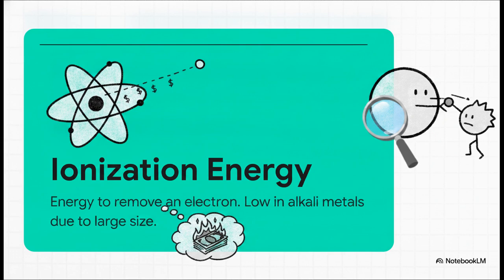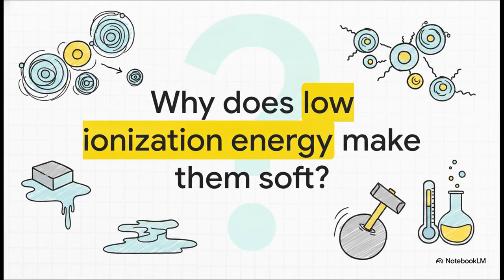Because the atom's grip on that electron is ridiculously weak, its ionization energy is remarkably low. These atoms are absolutely desperate to spend that electron as fast as they can, and honestly, they'll react with almost anything just to get rid of it. Which naturally leads us to ask, why does this low ionization energy make these metals so unbelievably soft and drop their melting and boiling points so dramatically?